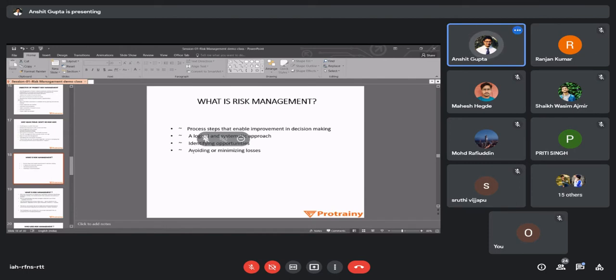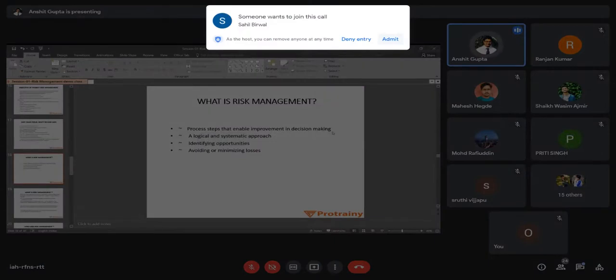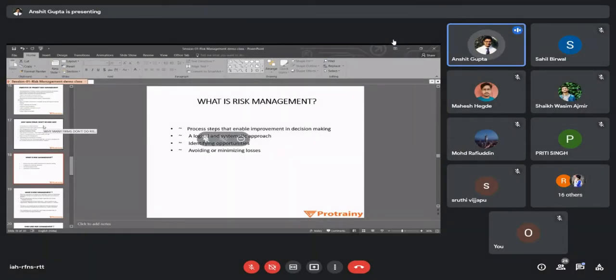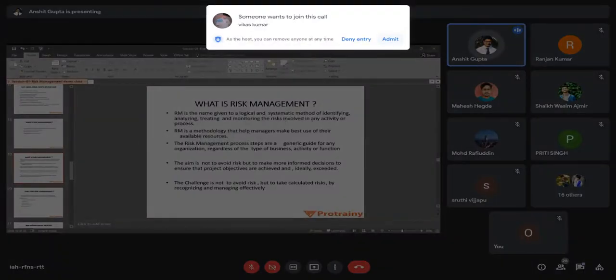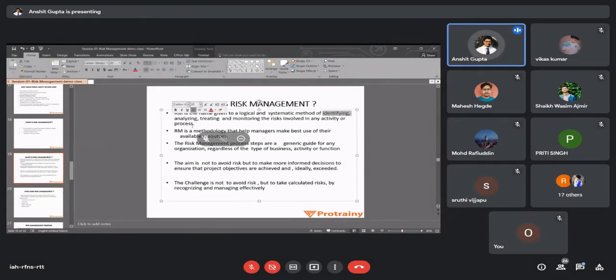What is risk management? A process that is step by step, enabling improvement in decision making, a logical and systematic approach, identifying opportunities and avoiding or minimizing losses. This is what risk management is all about. Risk management is the name given to the logical and systematic method of identifying, analyzing, treating and monitoring the risk involved in any activity. See, it is not only about identifying and analyzing. The most important part is how you are treating it, how your management is acting upon the risk register that you have prepared.